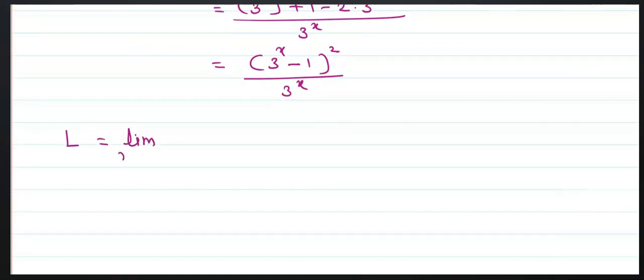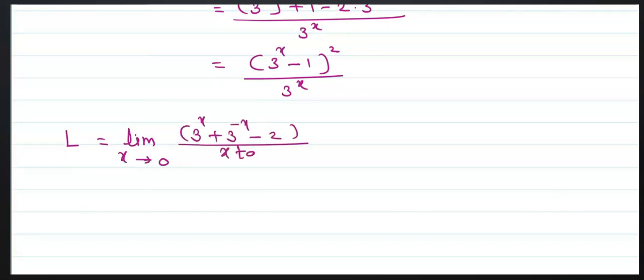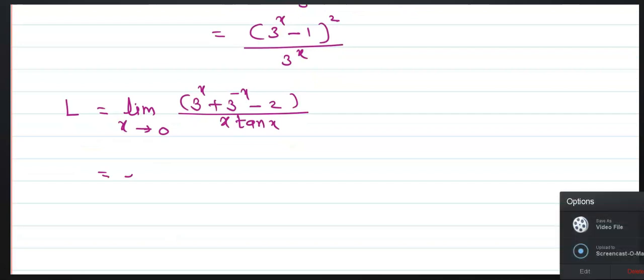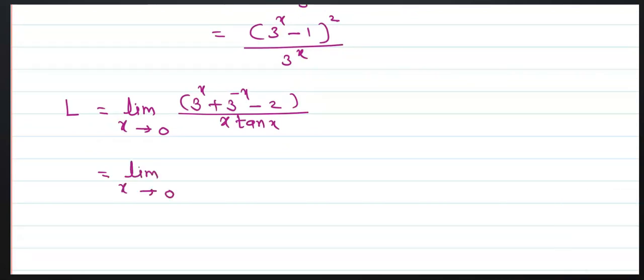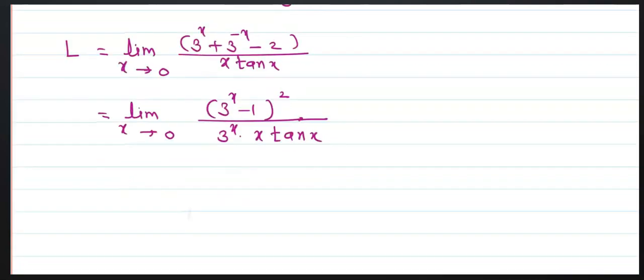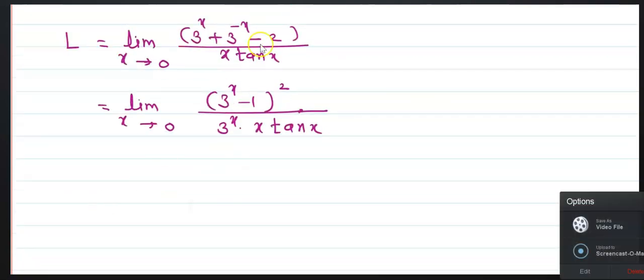Therefore, limit x tends to 0 of this expression upon x tan x is the limit x tends to 0 of 3 raised to x minus 1 bracket square. This is important: we have substituted the value of 3 raised to x plus 3 raised to minus x minus 2, whose value comes to 3 raised to x minus 1 bracket square upon 3 raised to x. And the x tan x is as it is.